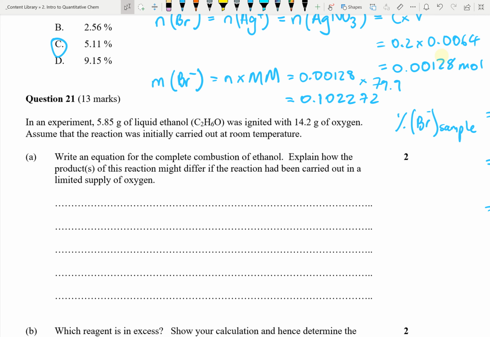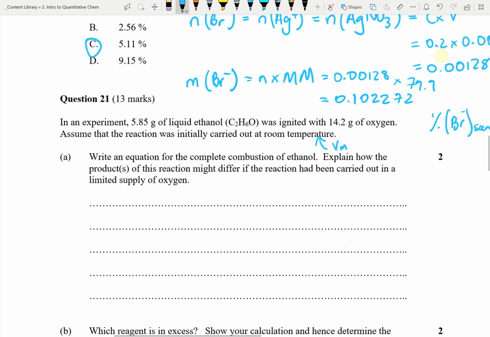Okay. In an experiment, 5.85 grams of liquid ethanol was ignited with 4.2 grams of oxygen, assuming that the reaction was initially carried out at room temperature. Okay. Because it says room temperature, I'm kind of feeling like I'll use molar volume somewhere, although I'm not sure. Haven't done these questions in a long time.